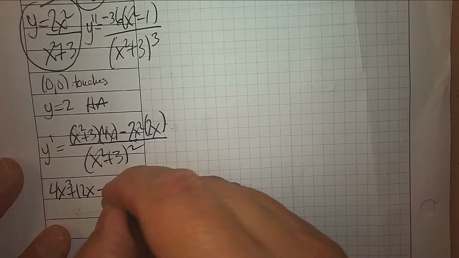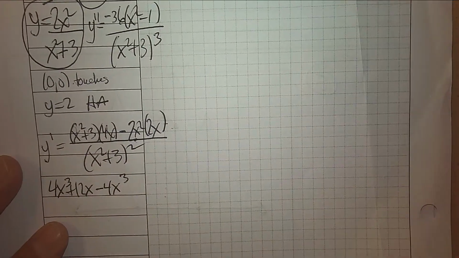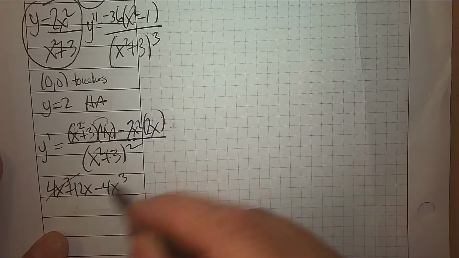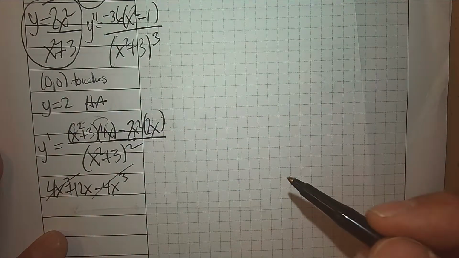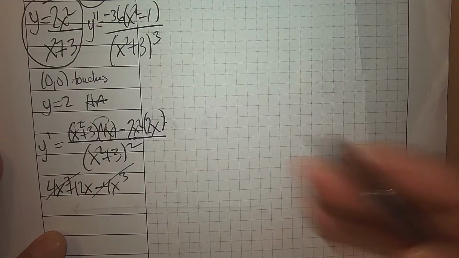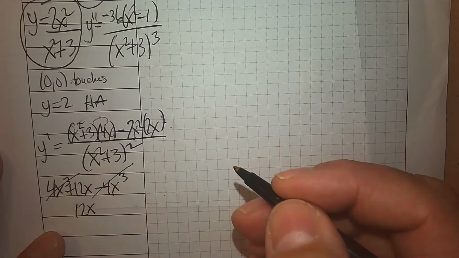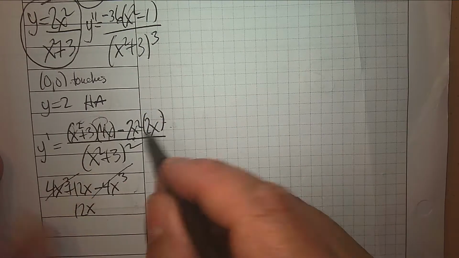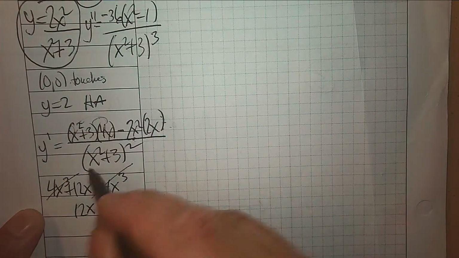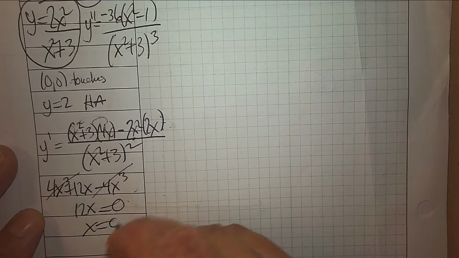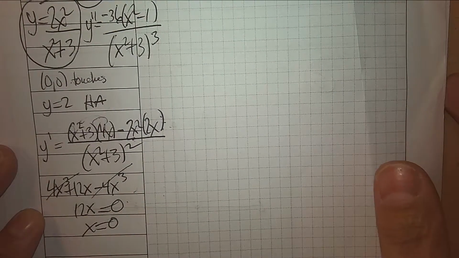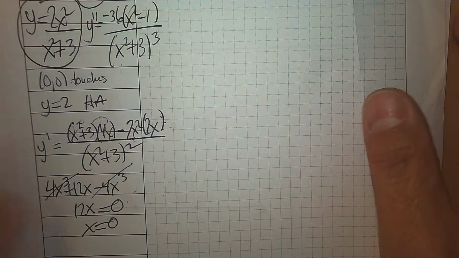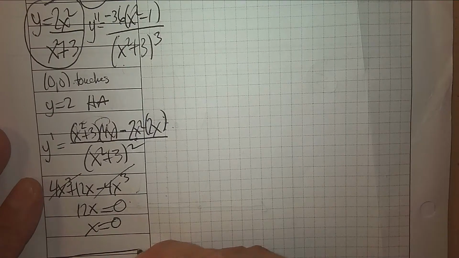The good news is, when I distribute and combine like terms, what are you left with? Do you notice we're only left with 12x? Can you do that work with me? When I distributed and looked, the other terms eliminated. So when I make it equal to 0, what's the only critical number? And again, there's nothing that makes the denominator undefined. So the only critical number is at 0.